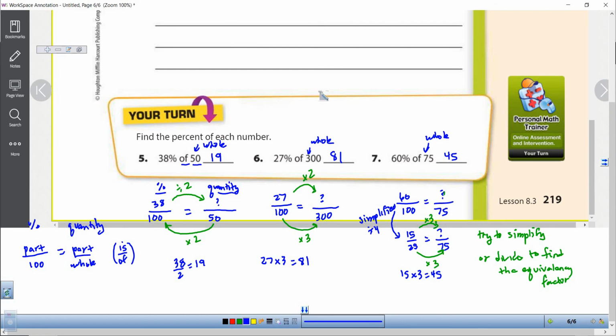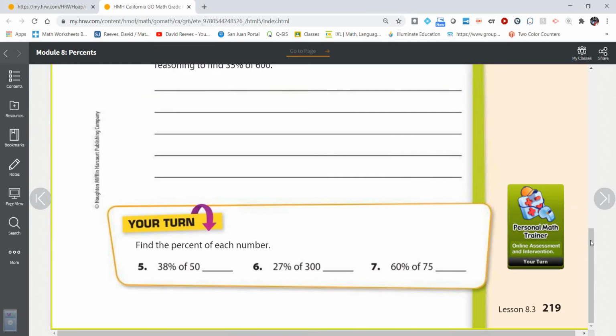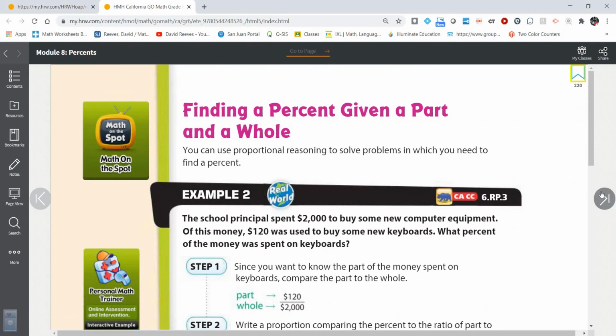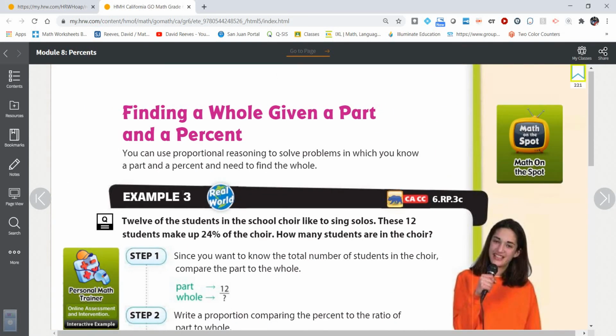Okay, so I'm going to go ahead and end this video here because I'm trying to avoid making videos that are too long. This was doing the first type of problem where you are given the percent and you are given the number. We're going to continue looking at some variations of these types of problems. All right, till next time.